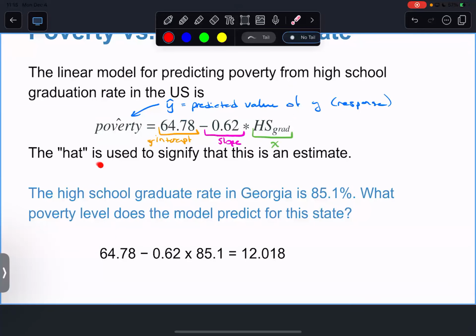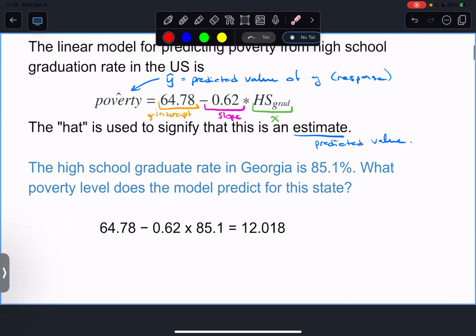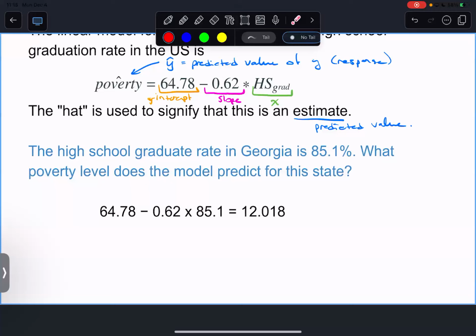So the hat, we use it to say that it's a predicted value or an estimate, right? And that's the same thing. Predicted value. So that's the reason we build this model, is so that then I could take some value of X and I could figure out what the predicted value of Y would be. We can eyeball it if we have the scatter plot and the line, but I want you to put in the value of X.